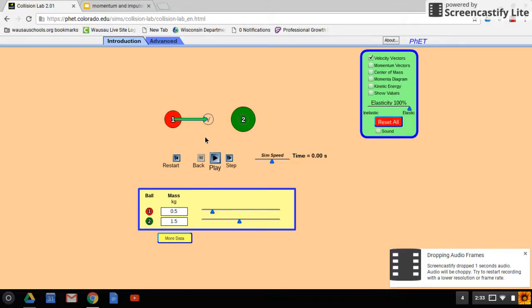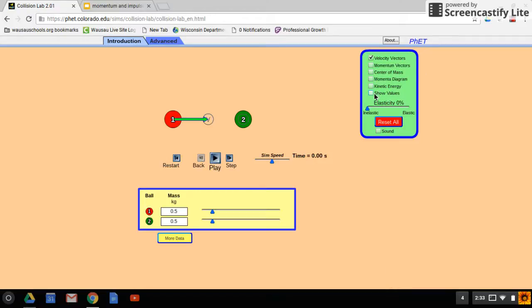Okay. Let's try an inelastic collision. Let's see what happens. We'll make both the same size, keep it simple. Okay, and we'll hit play and see what happens. Show values once again. We got 0.5. This was not moving. Hit play. Now they stick together, and notice that they're both moving at 0.5.